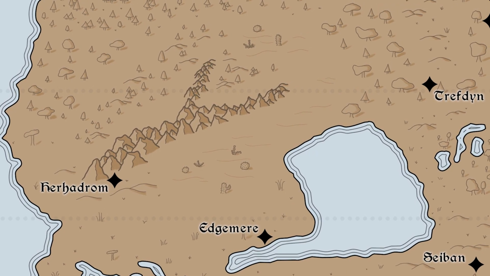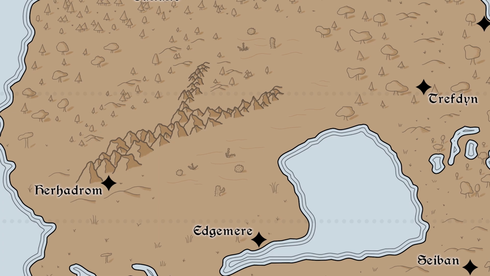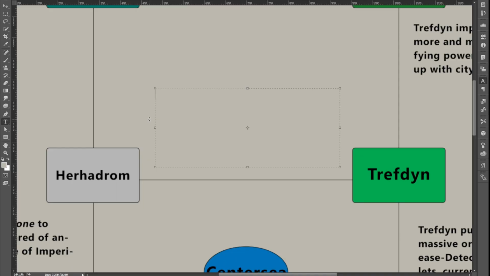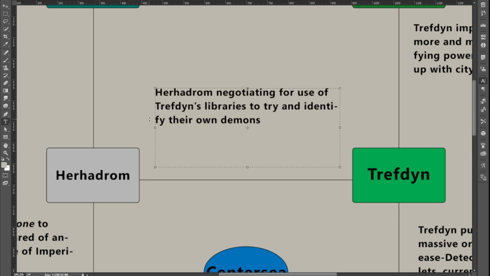This has led them to reach out to the Trefton High Court in hopes of accessing the city's ancient libraries, a request which has unwittingly brought the mountain stronghold into a continent-wide political powder keg.